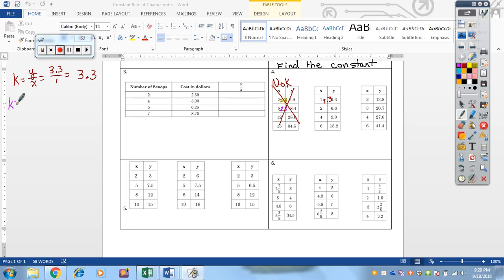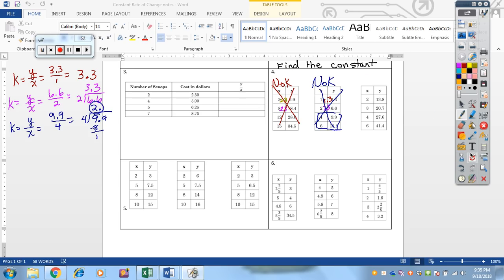So let's do the next one. 6.6 divided by 2. Go ahead and do that. If it's 3.3, you got to move on. If it's not, you can cross off that table. So push pause, finish that middle table. Or do you even have to finish the middle table? You really don't, because neither one of these are the same as 3.3. So the middle table has no constant.